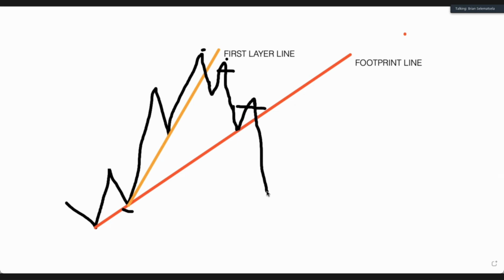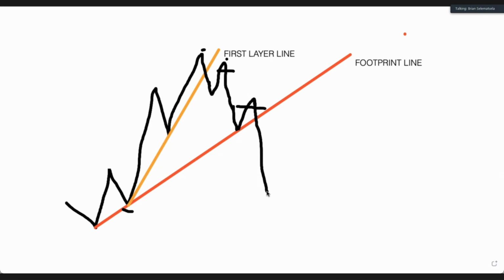Because of us, what we prioritize, as I'm saying to you, the first layer line is the most important line. Each and every time the market breaks that first layer line, it goes into the opposite direction. So now ask yourself, if you are on a buy trade and the first layer line is being crossed.